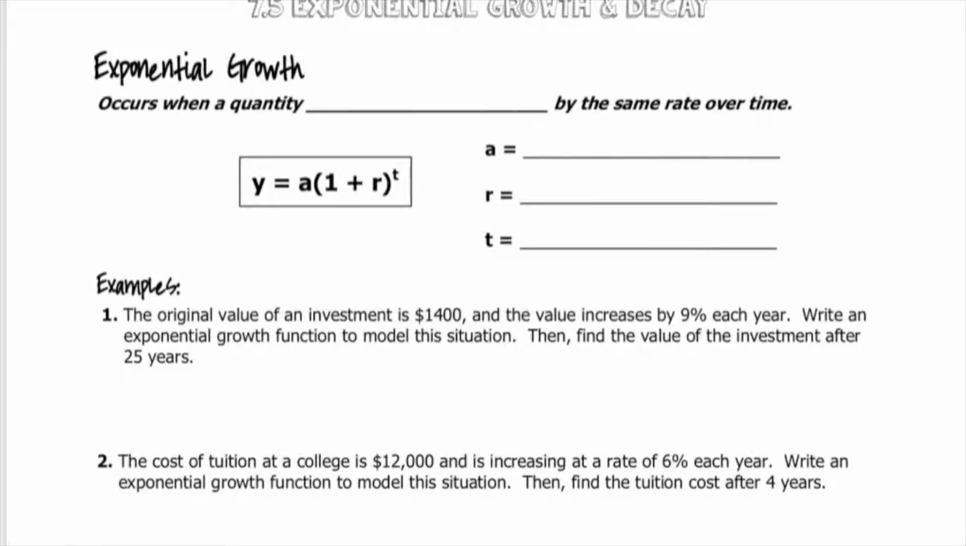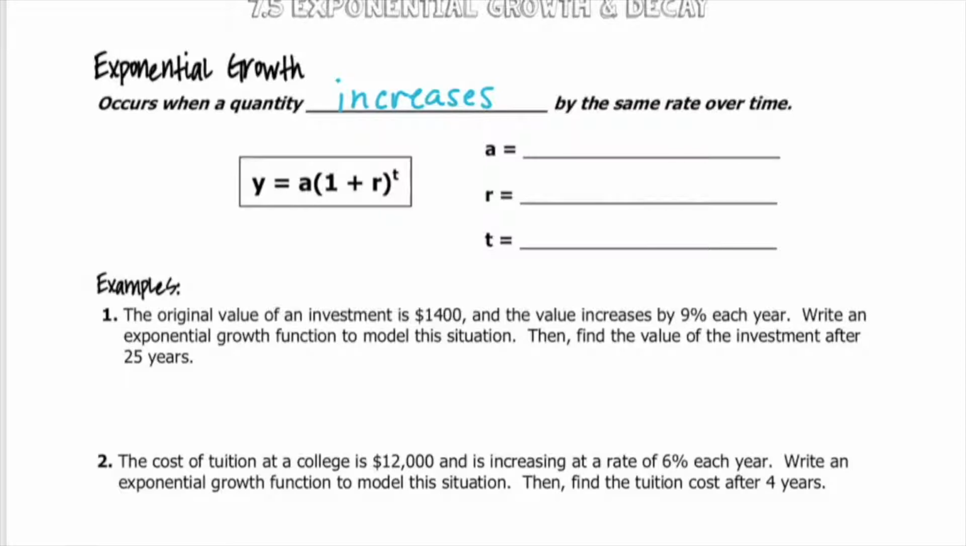In this video, I'm going to show you how exponential functions can either grow exponentially over time or decay, and how to identify which one it is. So first, exponential growth occurs when a quantity increases by the same rate over time.